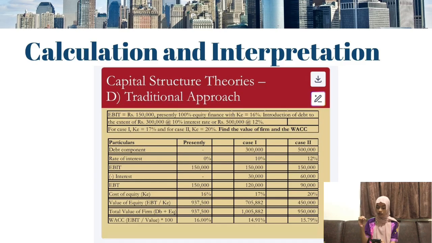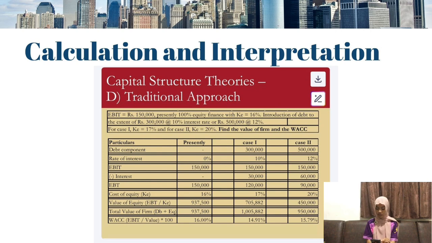500,000 debt, and then 450,000 na value of equity. Ayan. Those are our value of firm. So, para ma-compute natin ang ating cost of capital, same with the formula from net income approach, our EBIT divided by the value of firm. So, yung EBIT natin na here, 150,000 sa present. I-divide natin siya sa value of firm na 937,500, which gives us 16%.